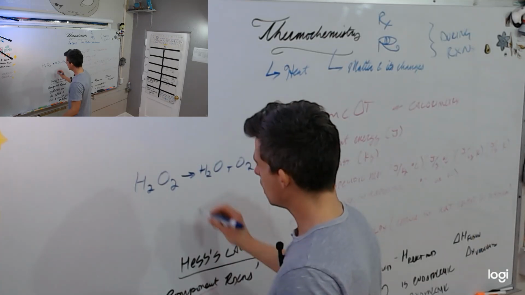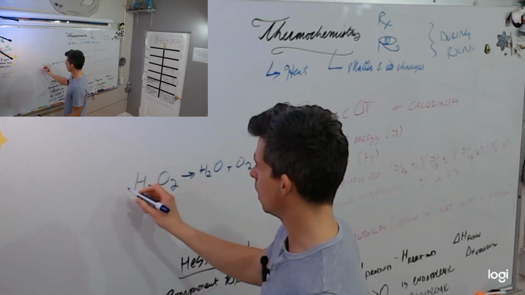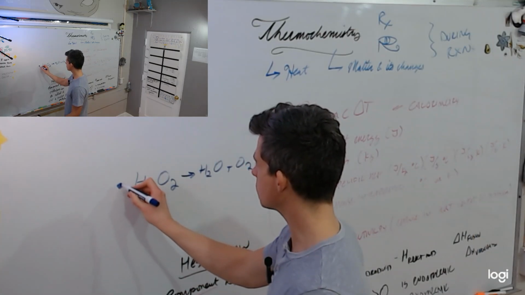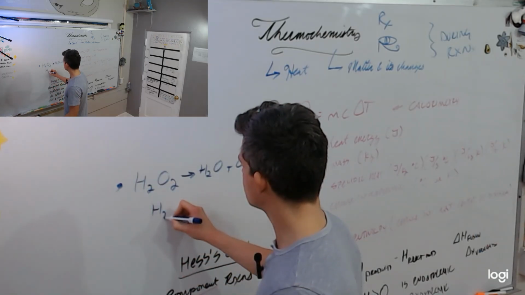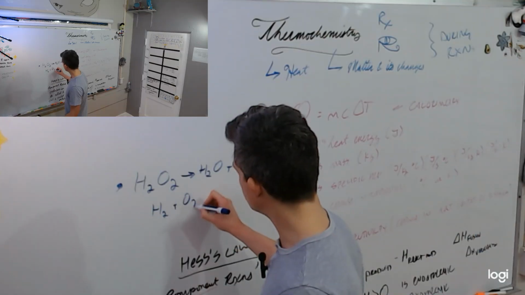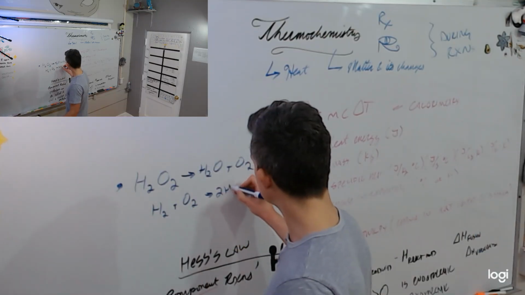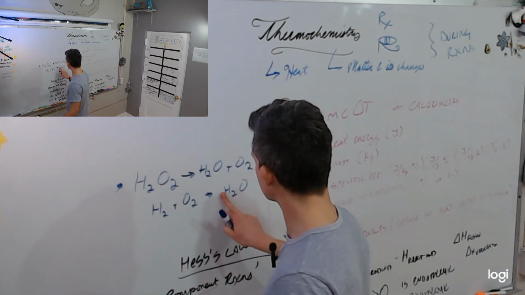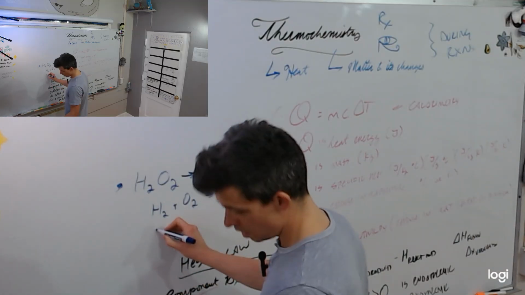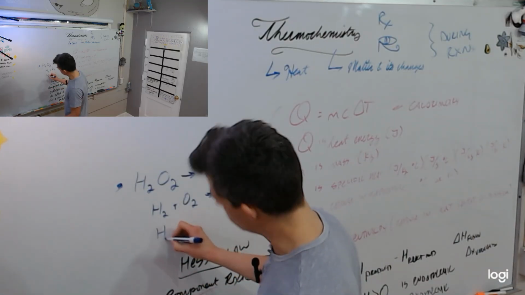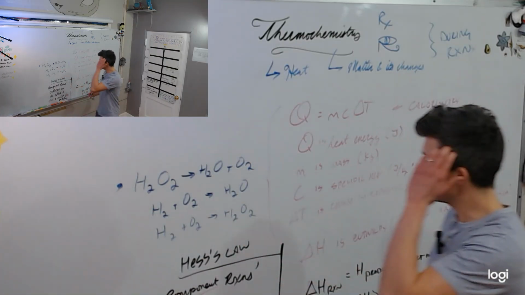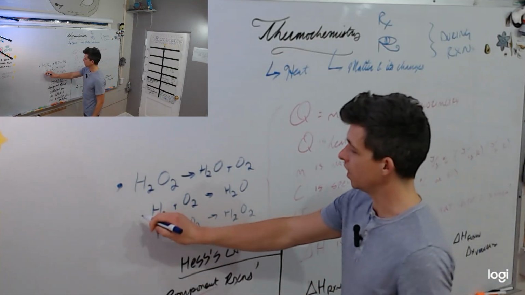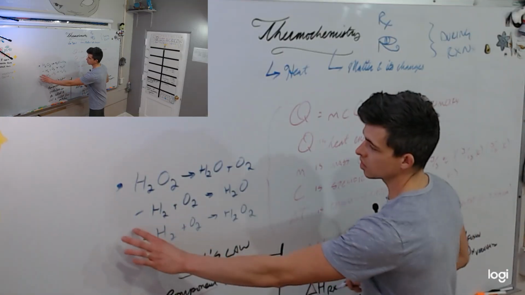This is not balanced. If this is the resultant equation that we're talking about, and we also know these other two equations, H2 plus O2 yields 2H2O. Oops, sorry, I don't want to put balanced in there. And H2 plus O2 yields H2O2. You can see how these could be thought of as components of this one.